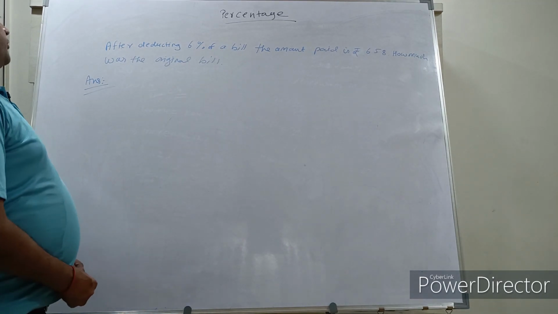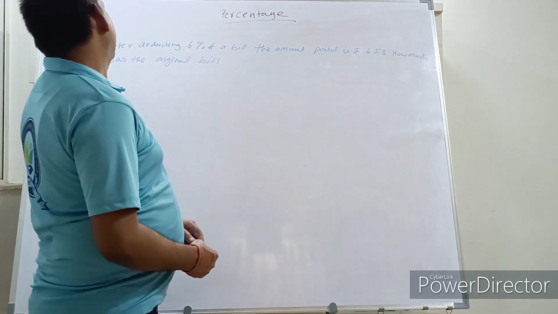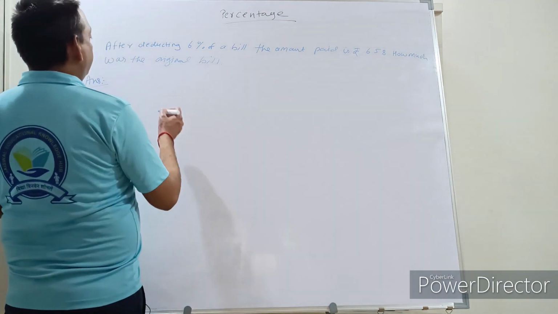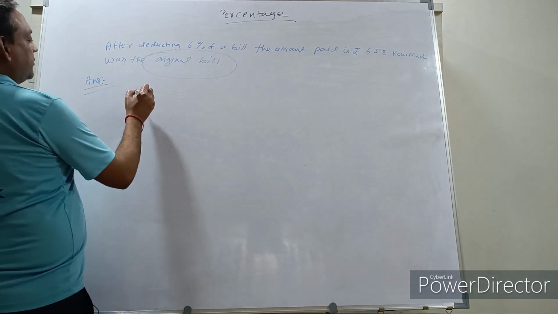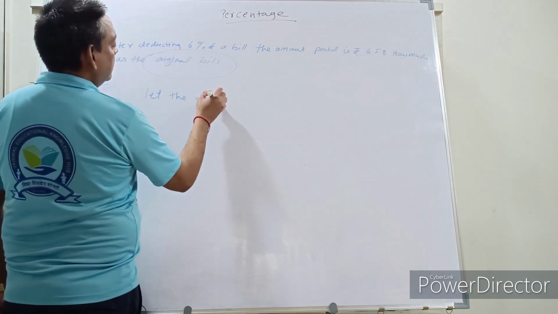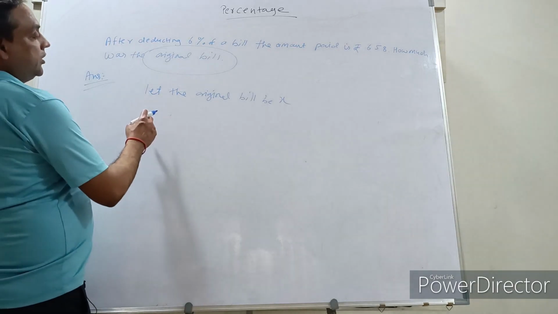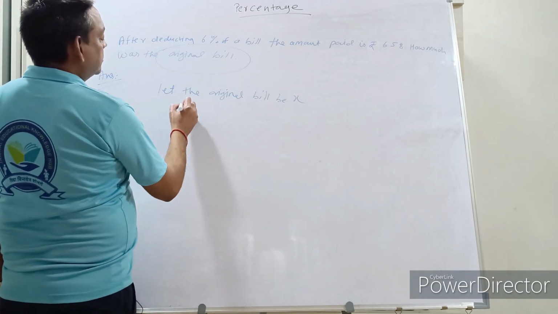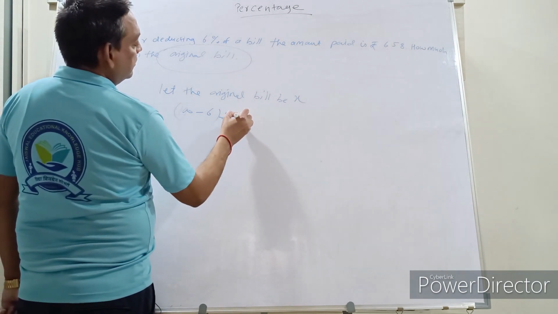Next sum is, after deducting 6% of the bill, the amount paid is rupees 658. How much was the original bill? Whatever they ask at the end, that is what you assume. So let the original bill be X. That is the first line. So it is decreased by 6%. So 100 minus 6 becomes 94%.